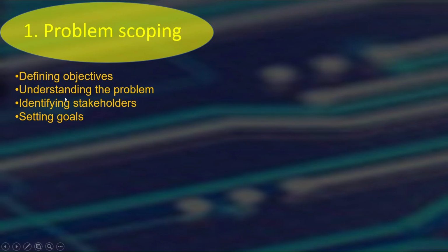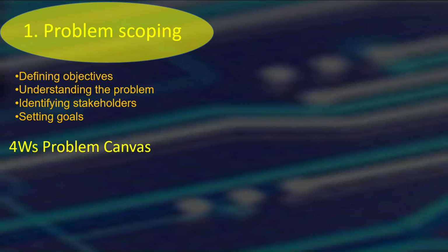Now identifying stakeholders means we see how solving this problem will benefit stakeholders. Meaning, how the stakeholders will be benefited by solving this problem. Next, setting goals. This is not required.